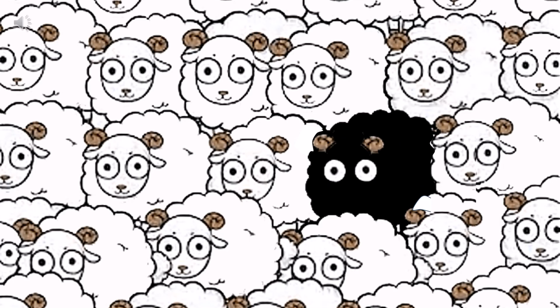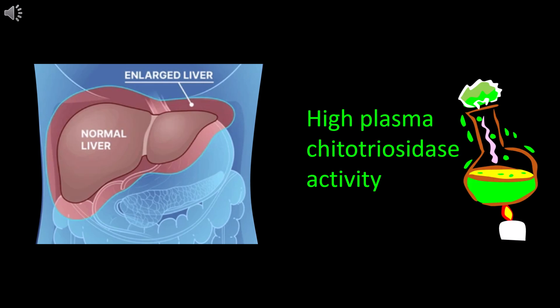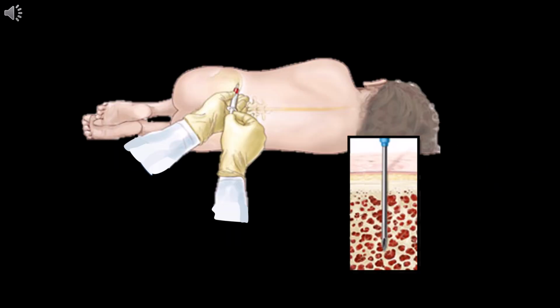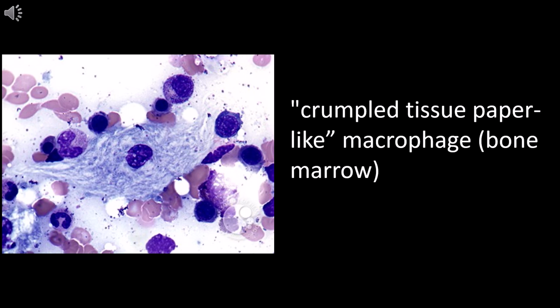The hallmarks of Gaucher disease or atypical Gaucher disease are the presence of hepatomegaly and very high plasma chitotriosidase activity. Bone marrow aspiration and subsequent microscopic examination will show characteristic macrophages. They're called crumpled tissue paper-like cells because of the typical appearance of the cytoplasm, as you see here, and in this new specimen.